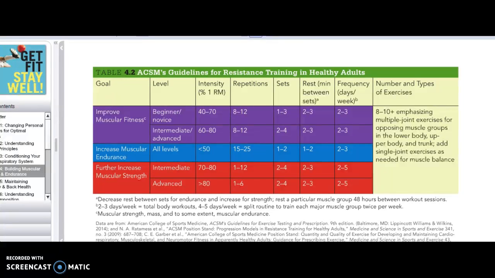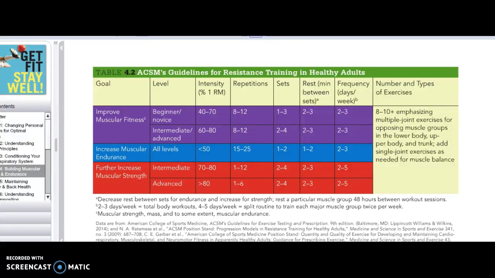The goal is volitional fatigue. And so that means that I want my muscles shaking and I want to focus on that very last repetition. And it has to sort of be uncomfortable in order for it to count. So that's an important thing to keep in mind.